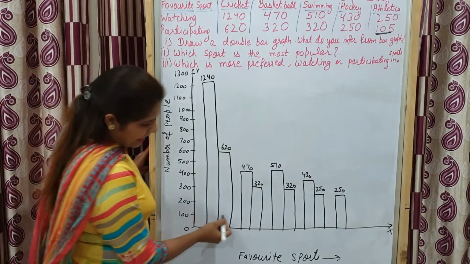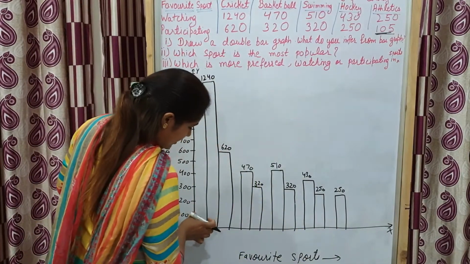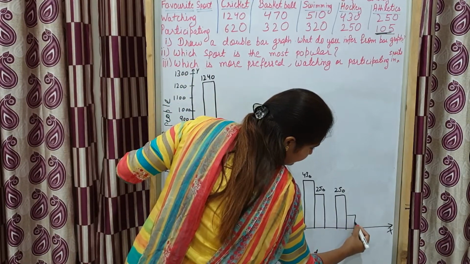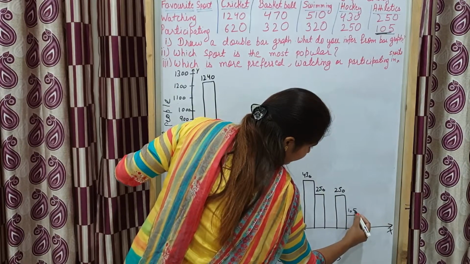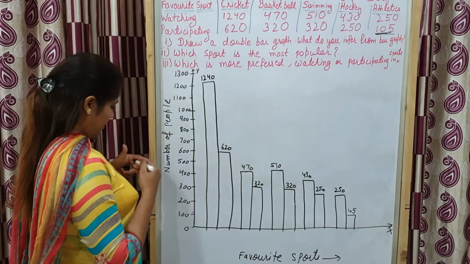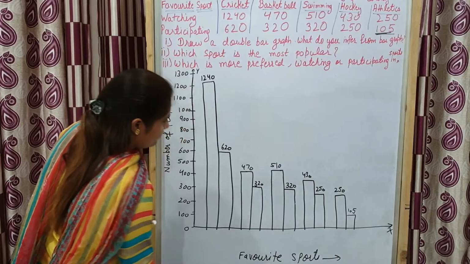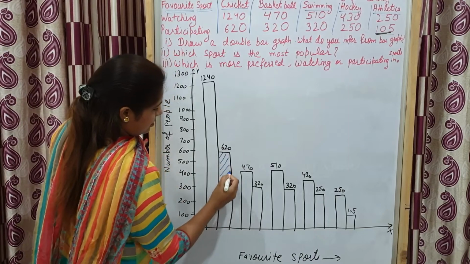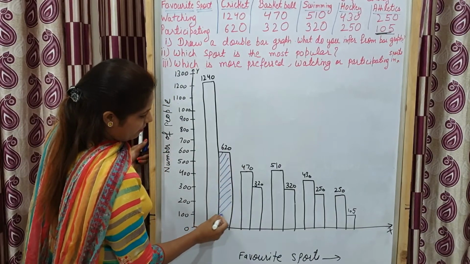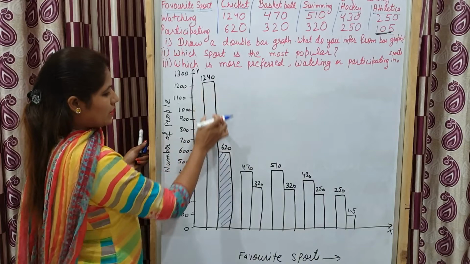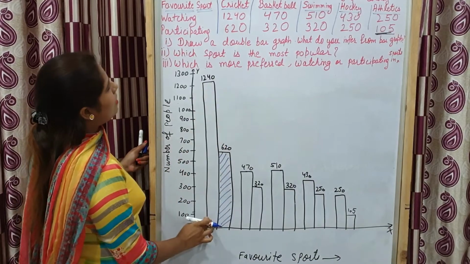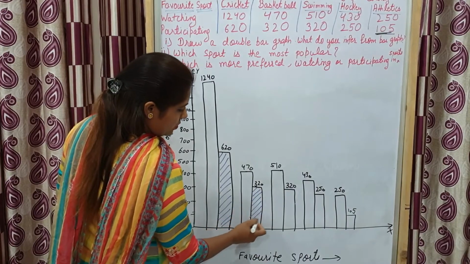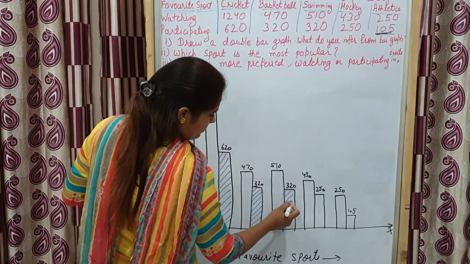So between 100 and 110 you will take here 105, that I will show you in the graph also. Now this is to distinguish between the watching and participating. Now simple, that plain is about watching and second is participating. You can use different colors also, I told you.